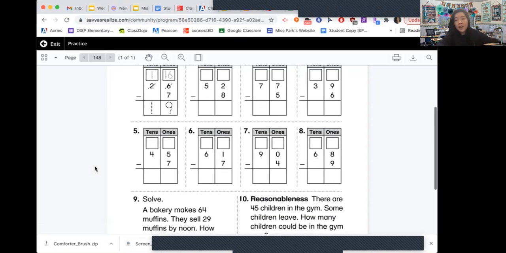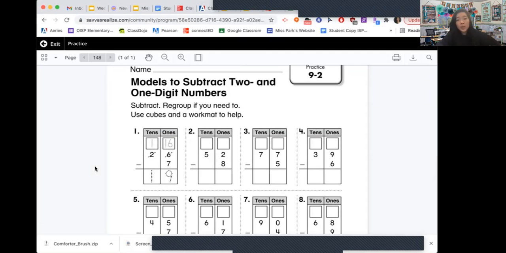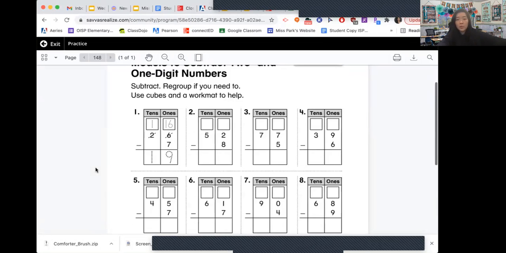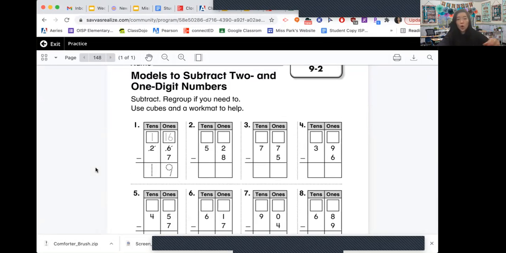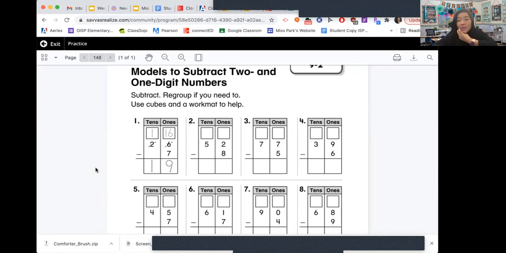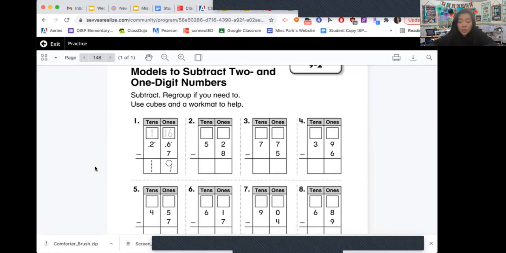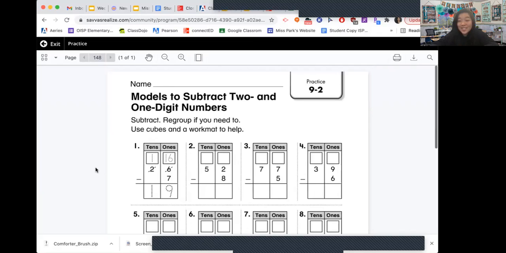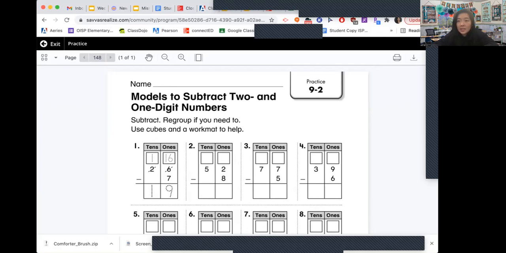All right. Ready, guys? Subtract. Regroup if you need to. Use cubes and a work mat to help. All right. So, you know what? Let's see if you guys can actually do some of these on your own. So I am going to put you guys into breakout rooms, and you guys are gonna help each other out and talk through it and try to answer all 10 questions, all right? So let me go ahead and stop recording.